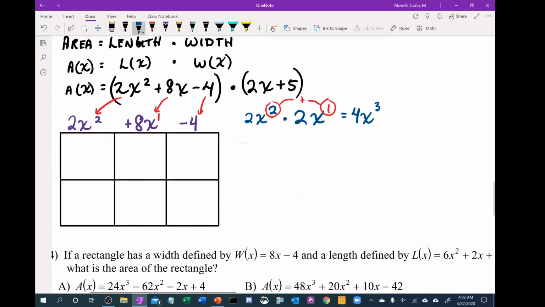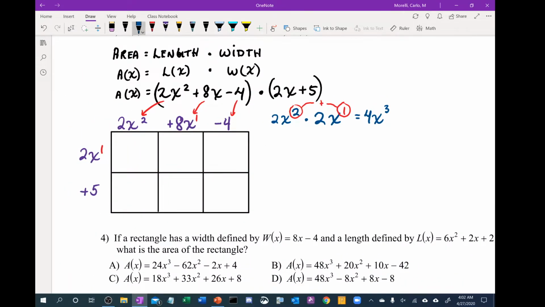Now, once you get that, you just write it here. We're going to write it here. 2x squared times 2x to the first is 4x cubed. Okay, moving on, we're going to go from left to right on the top row and then go down to the bottom row. The order doesn't really matter, but just keep it straight.